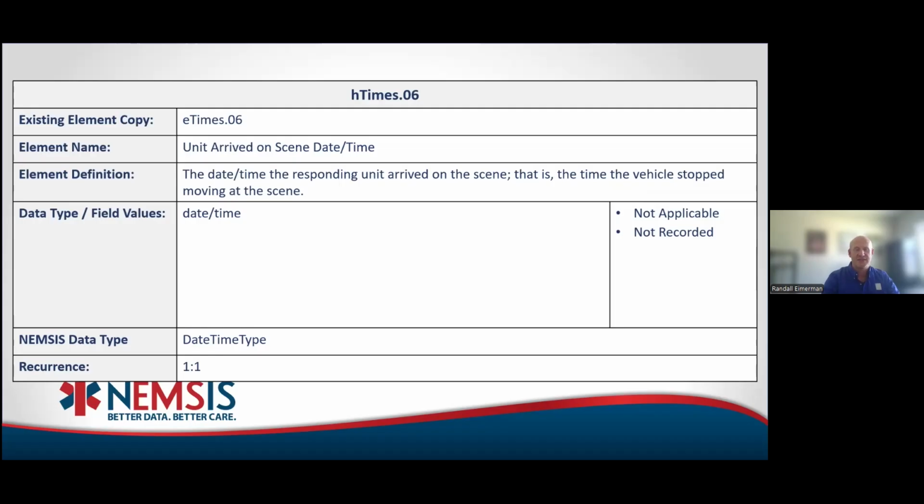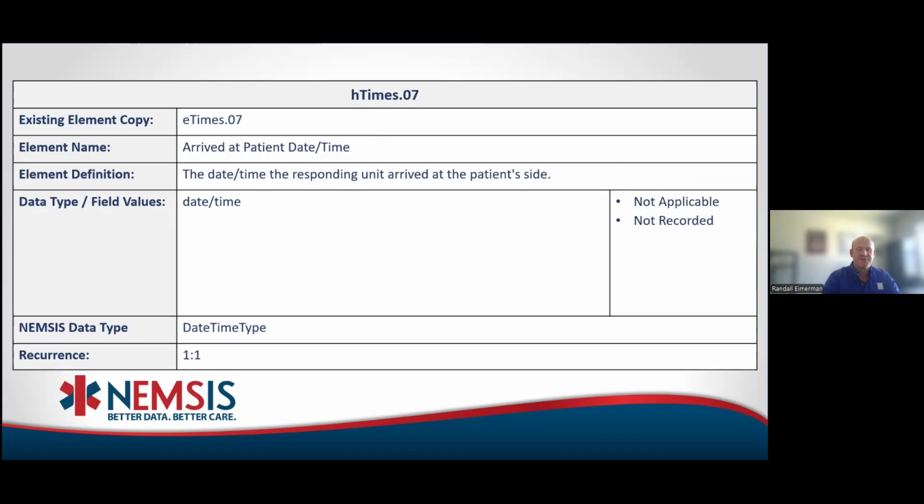HTimes.06 copies ETimes06. Unit arrived on scene date and time for the element name. And the recurrence here is 1 to 1. Next data element, HTimes.07. Existing element copy, ETimes07. Element name is the arrived at patient date time. NEMSIS data type is the date time, and the recurrence being 1 to 1.